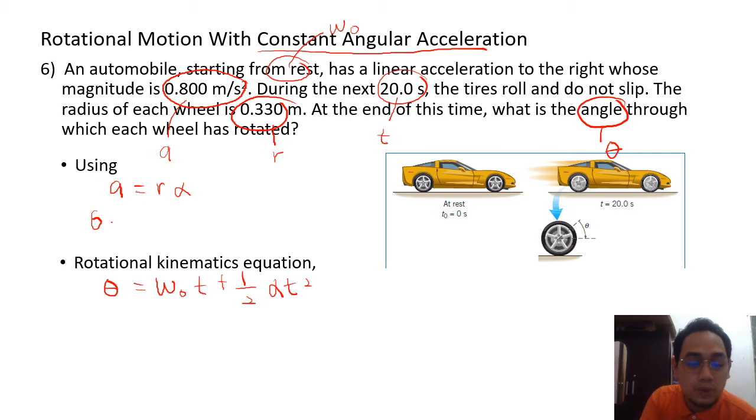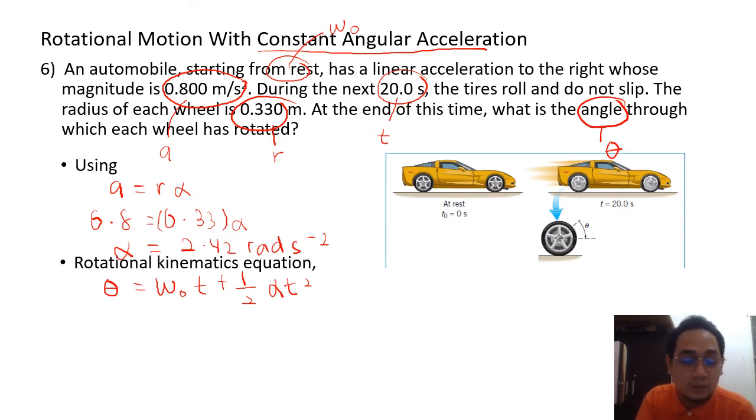a is 0.8 and r is 0.33. Okay, so find the value from your calculator. Calculate the value. So we will get alpha is equal to 2.42 rad s^-2. So this is the value of alpha. So now we have all the information needed. Okay, so substitute all the information into this formula.